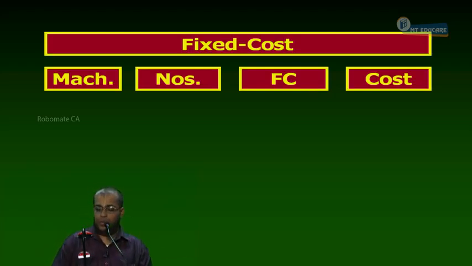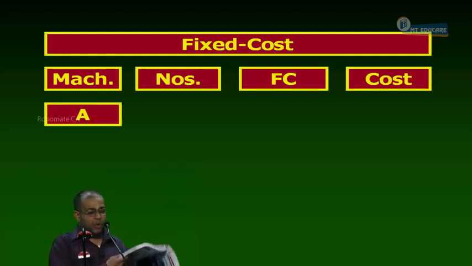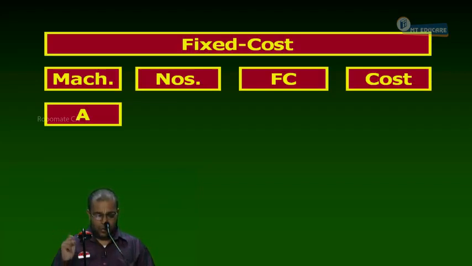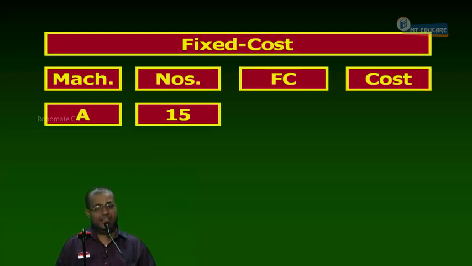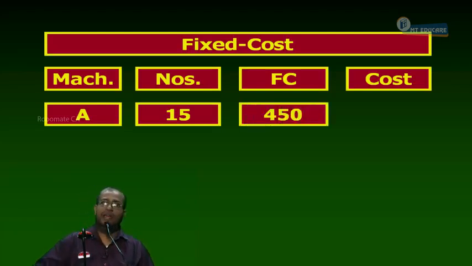First of all, what is the first machine? Machine A. Look at the workbook. For hiring machine A for 1 week, what is the fixed cost? 450. How many machine A am I having? 15 machines. Look at the question. Fixed cost per week for each is given. So it is 15 machines. How much each? 450. So for 15 machines, the weekly fixed cost of machine A is how much going to be?